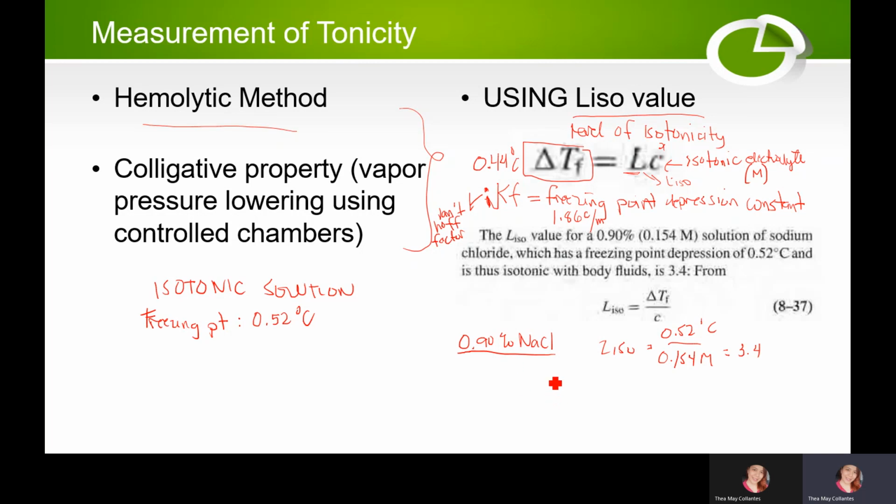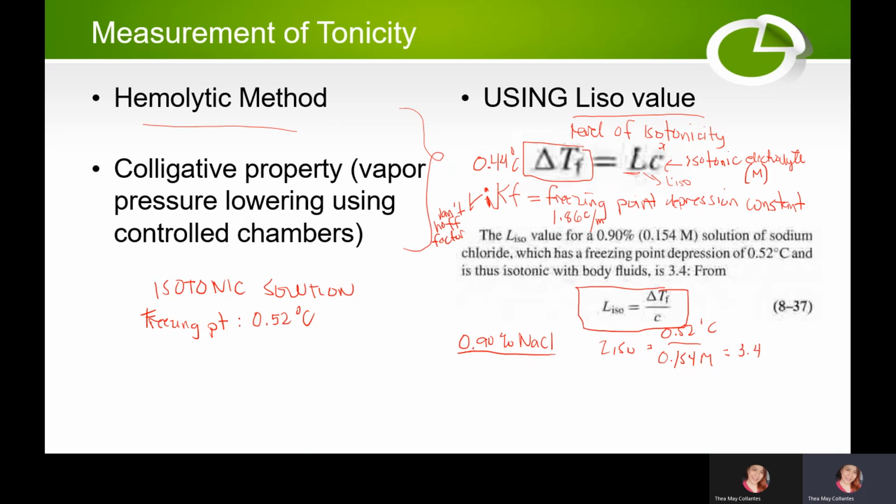So LISO can be derived also from different electrolytes, given the concentration that is isotonic. And you always have the standard, which is your 0.52 degrees Celsius. So here, this is the derivation of how you get your LISO. But this is the application on how to maneuver, how to measure, or how to conclude that it is isotonic, or that it is not yet isotonic. Okay? And your LISO value is used for sodium chloride equivalent in the future.